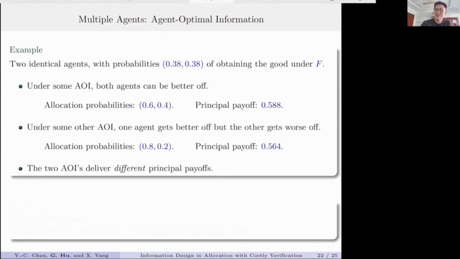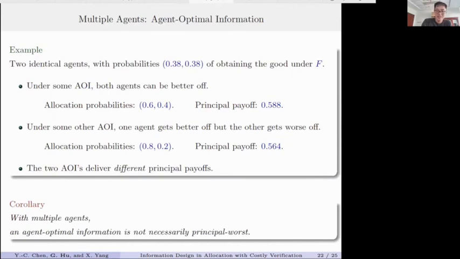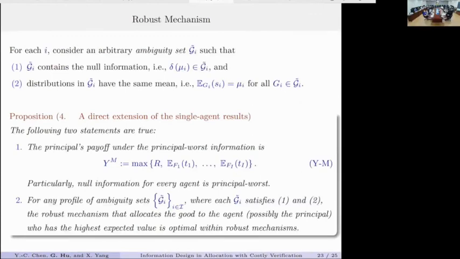So this one actually has an implication, meaning that with multiple agents, an agent optimal information is not necessarily principal worst. We don't know the principal worst yet, but we can claim that agent optimal information is not necessarily principal worst because the two agent optimal informations deliver different payoffs to the principal. At least one of them is not the worst one. So, okay. So this is about the agent optimal information.